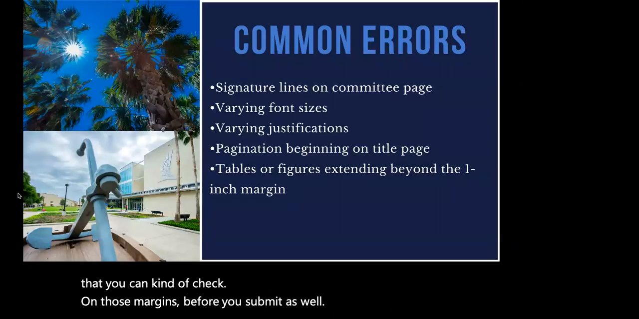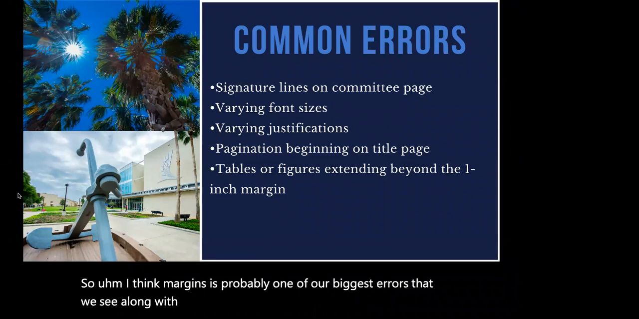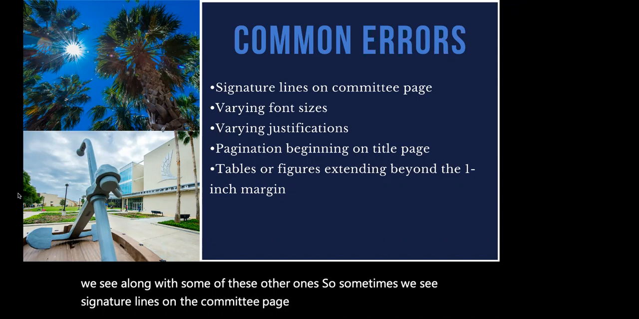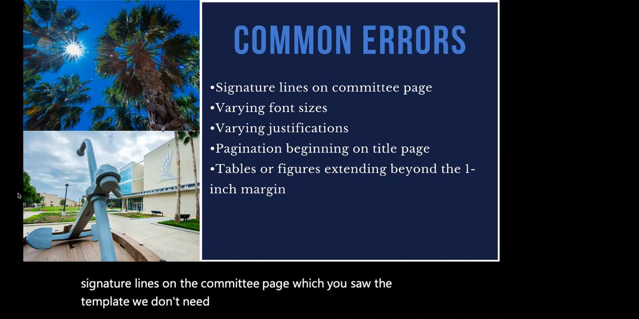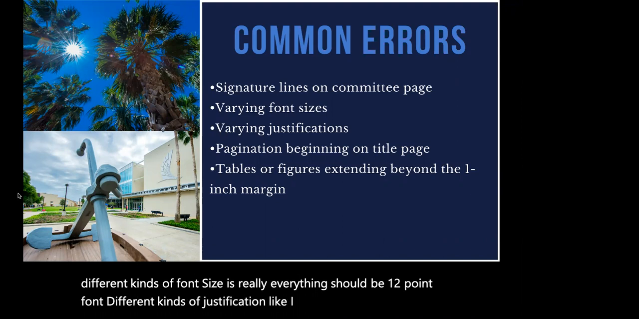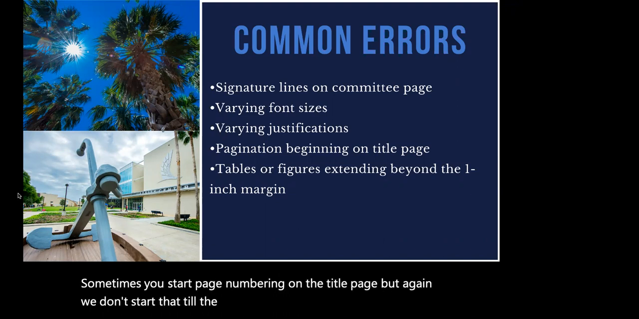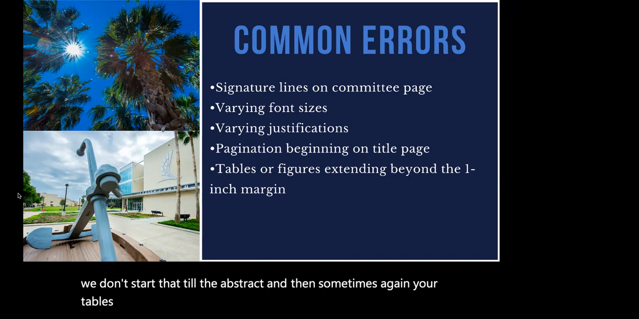Okay, so I think margins is probably one of our biggest errors that we see, along with some of these other ones. So sometimes we see signature lines on the committee page, which you saw the template, we don't need the signature lines. Sometimes we see different kinds of font sizes. Really, everything should be 12-point font. Different kinds of justification, like I said. Sometimes you start page numbering on the title page, but again, we don't start that till the abstract. And then sometimes, again, your tables or figures extend beyond the 1-inch margins.